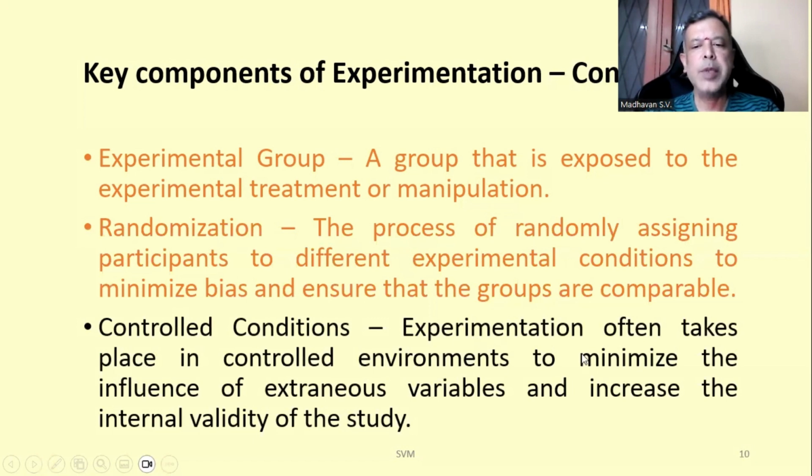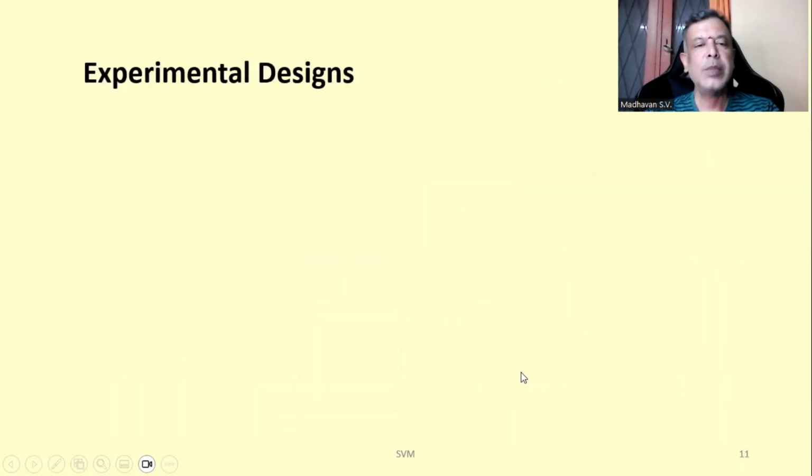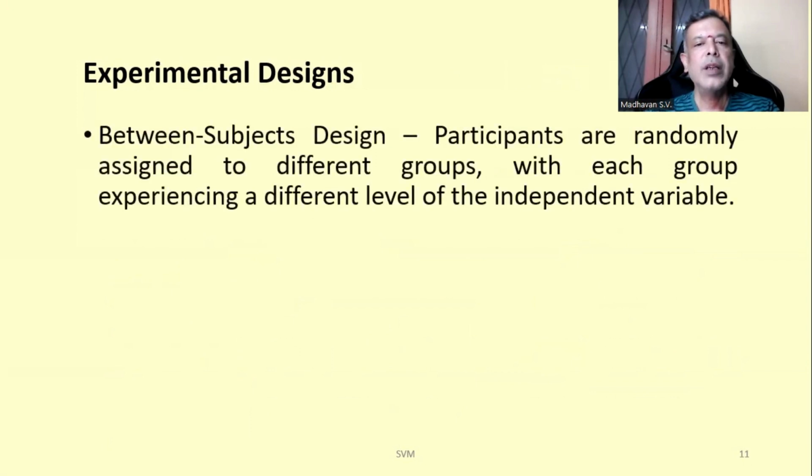Controlled conditions. Experimentation often takes place in controlled environments to minimize the influence of extraneous variables and increase the internal validity of the study. Experimental designs. Overall, we have three different types of designs.